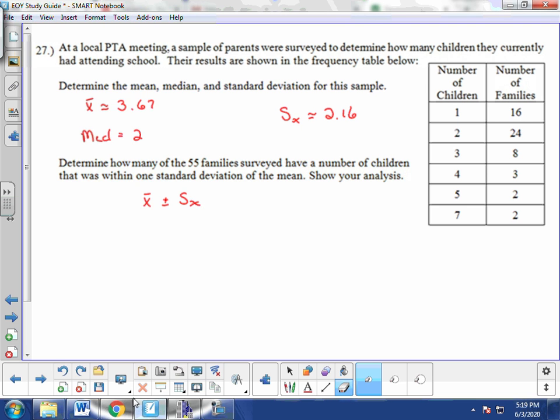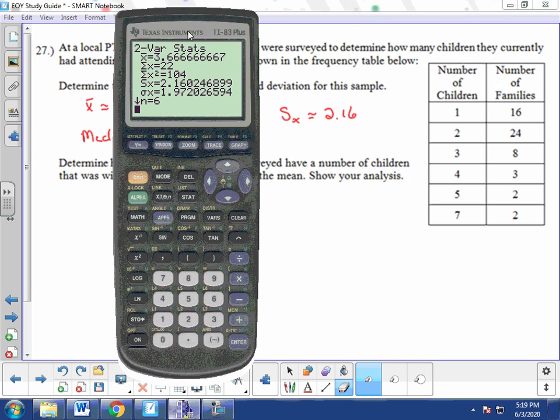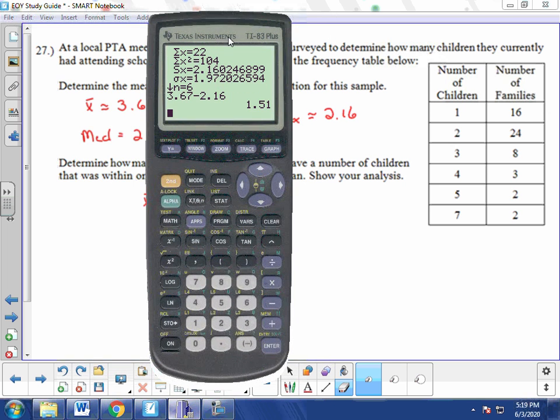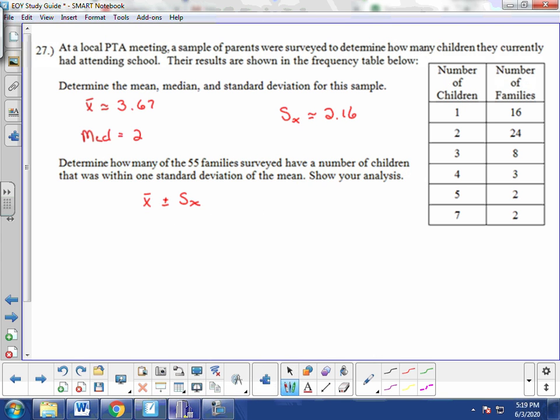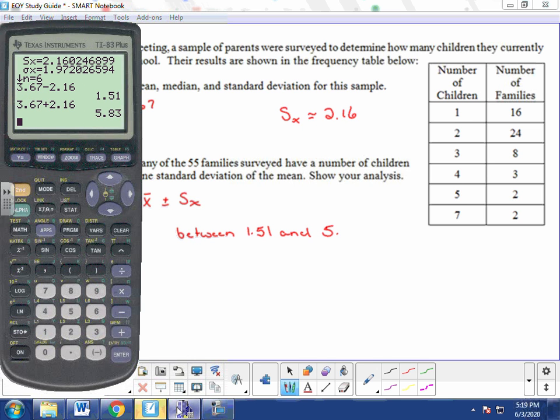So we can do that by taking our mean, 3.67, and then subtracting our standard deviation, 2.16. And so we're looking at numbers here that are going to lie between 1.51, and that would be the lower bound, and 3.67 plus our standard deviation of 2.16, 5.83.